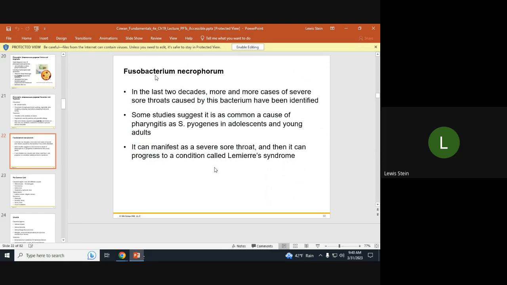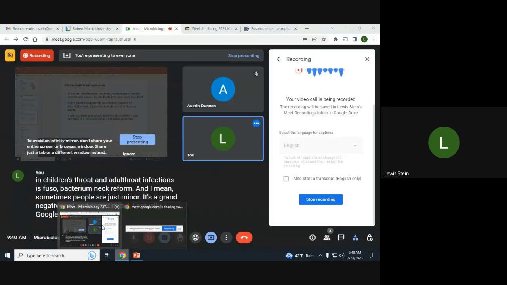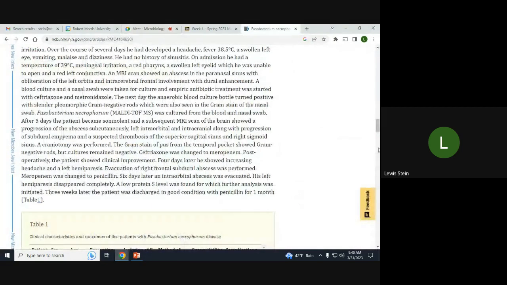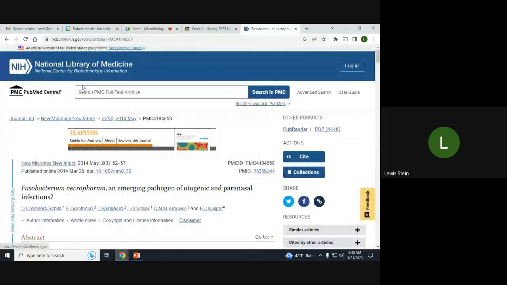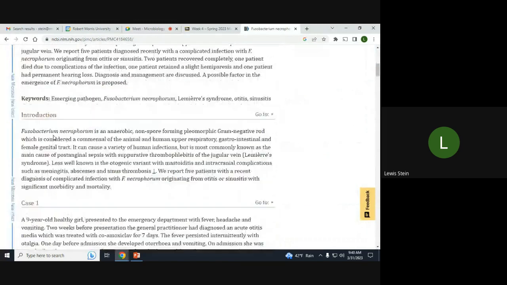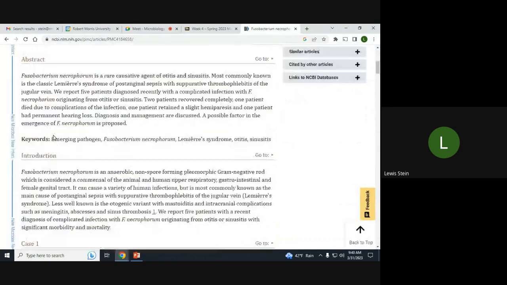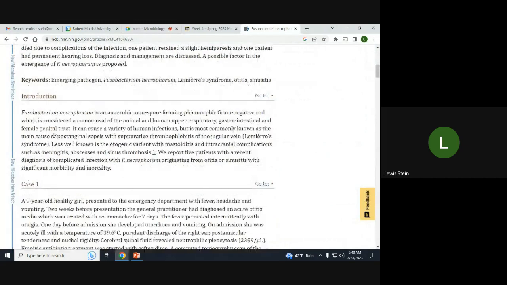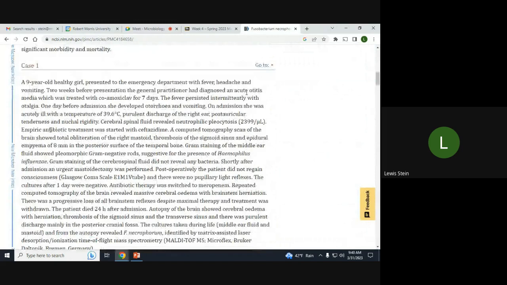They're seeing this in children's throat and in adult throat infections, this Fusobacterium necrophorum. It's a gram-negative rod. I actually Googled an article just before we got started. Look at this. This is a scientific article about an emerging pathogen of otogenic and paranasal infections. They studied just 5 cases, and according to the abstract, 3 of them died. Terrible. A 9-year-old healthy girl with fever and headache, and a lot of them manifest like bacterial meningitis, which I think would be the differential.